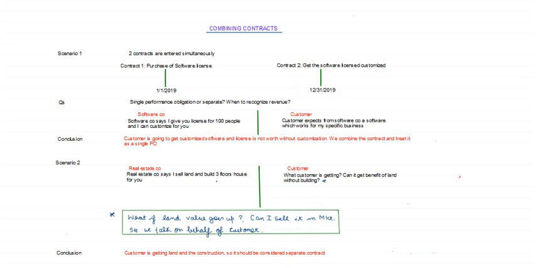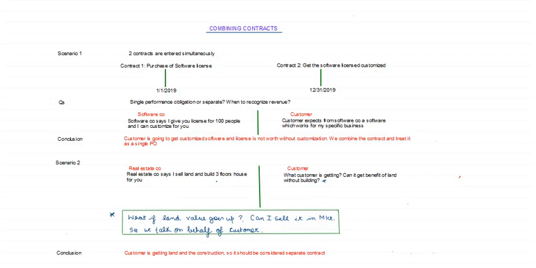Let's take an example of a software company that enters into two contracts simultaneously. One contract is for the purchase of a software license. The other contract is for the customization of the license. Now, would these two contracts be considered a single performance obligation or separate performance obligations? And when will the software company recognize the revenue?